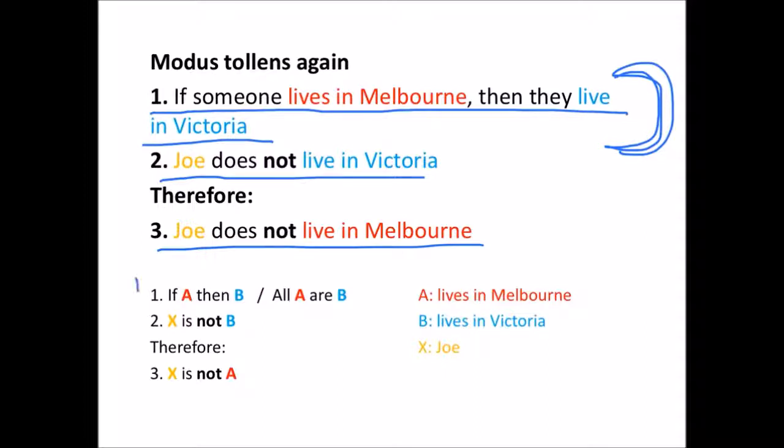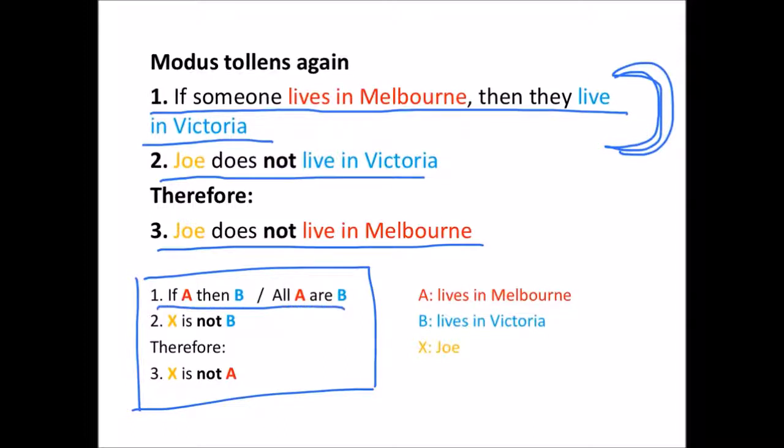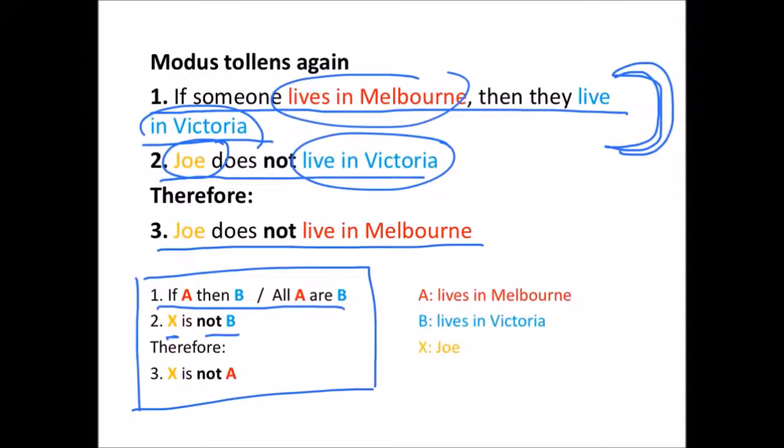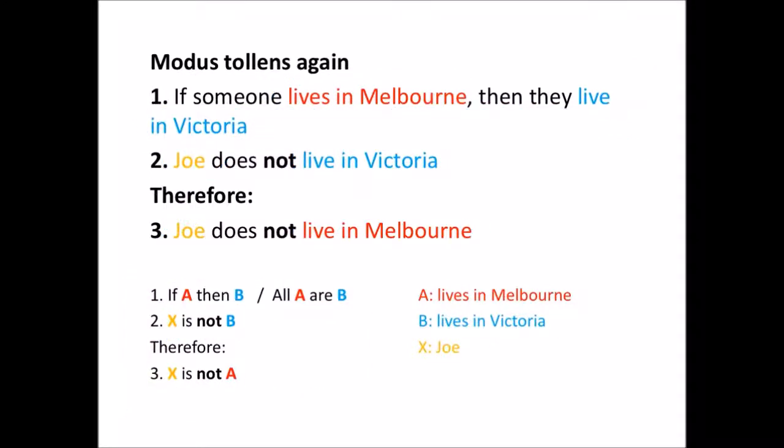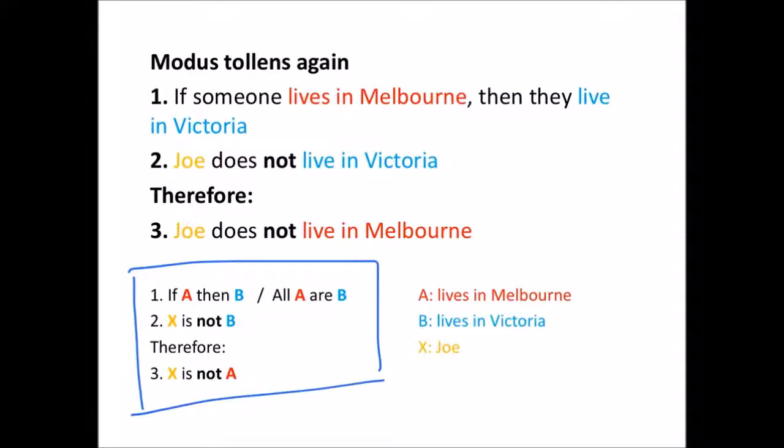So the pattern of argument is this. If A then B, or all A are B, if someone lives in Melbourne, then they live in Victoria, and some particular individual, X, is not B, Joe does not live in Victoria, therefore that individual X is not A, Joe does not live in Melbourne. And this form of argument is valid if the premise is true. If all A are B and some particular thing is not B, well then it can't be A.